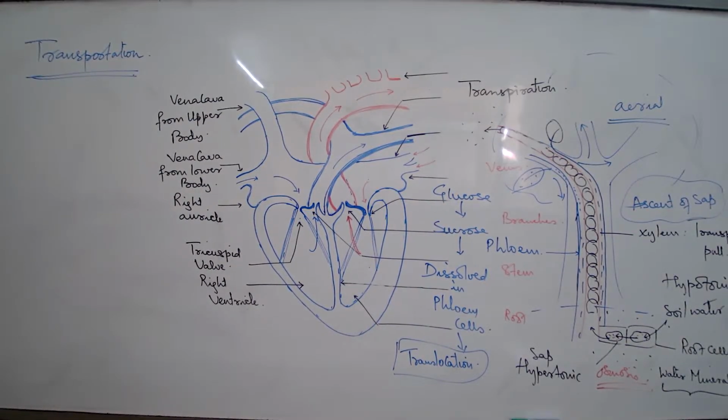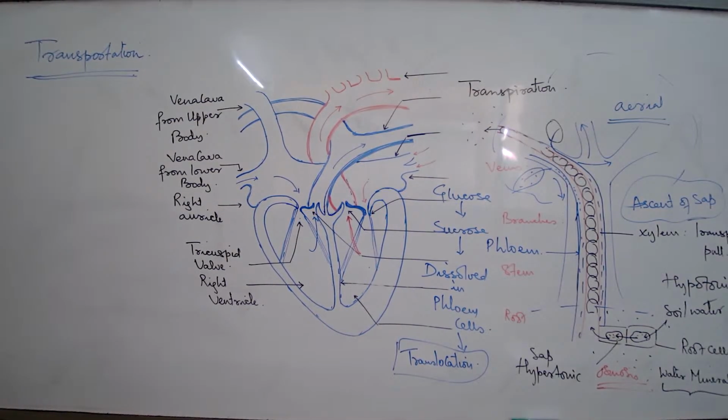Last point for xylem: the continuous entry of soil water into the root cells is brought about by a process known as osmosis. This is about the movement of the water and minerals.